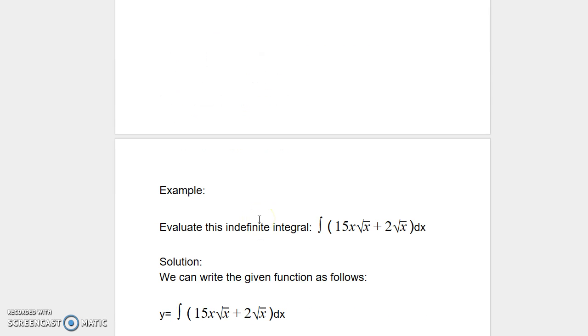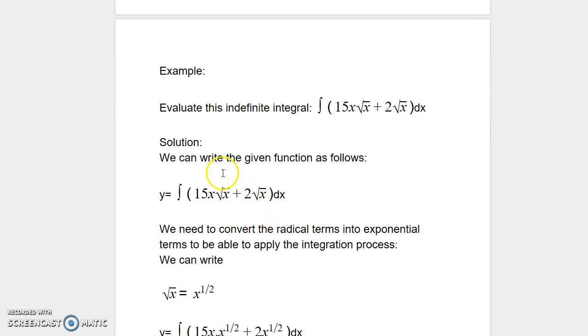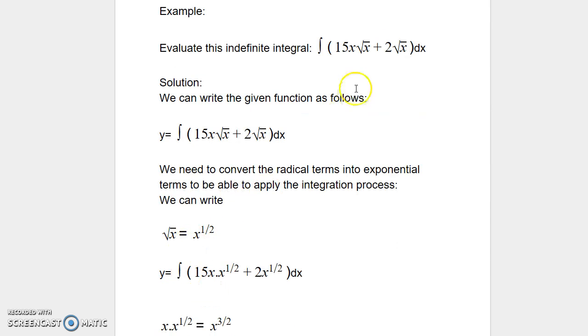Let's look at another example. Let's say we want to evaluate this indefinite integral 15x times square root of x plus 2 square root of x dx. We have some radical terms, and we want to convert those radical terms into exponential terms. So we can write square root of x as equal to x to the power of half. When we convert the radical terms into exponential terms and write it as an expression, we can write it as shown here.